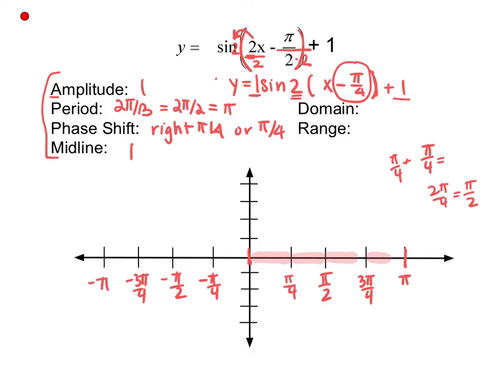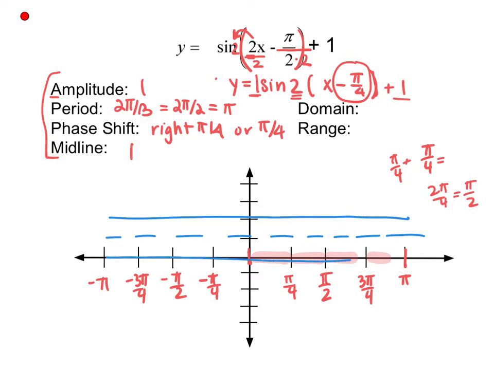Okay, now let's find our midline. Midline is at 1. And amplitude is 1, so I will go up 1 to my maximum of 2, and down 1 to my minimum of 0, and that, by the way, is my range. And I know my domain goes forever, so negative infinity to infinity.